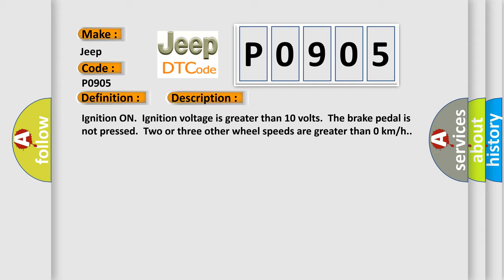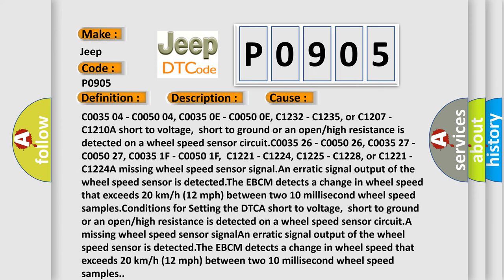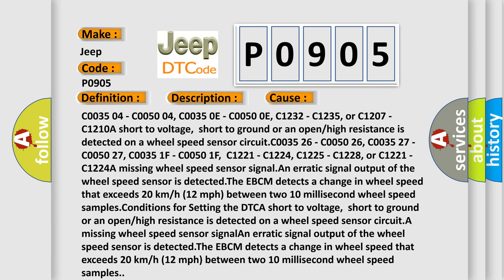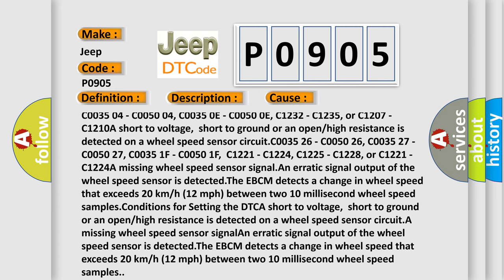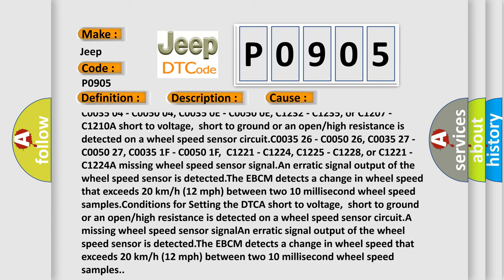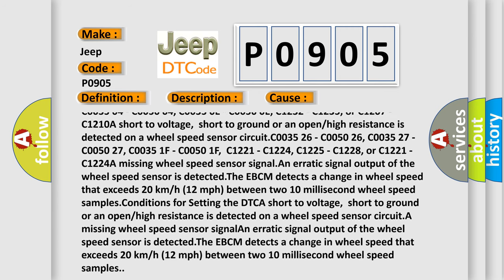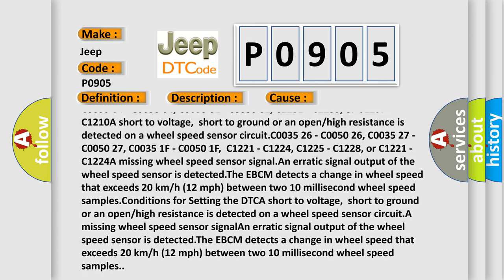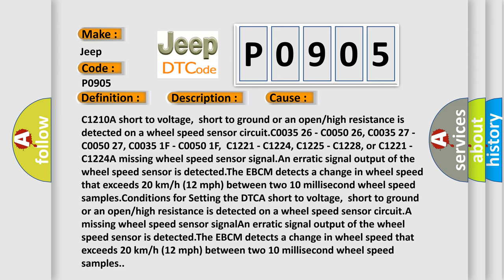This diagnostic error occurs most often in these cases: C0035-04, C0050-04, C0350-E, C0500-E, C1232, C1235, or C1207, C1210A. Short to voltage, short to ground, or an open or high resistance is detected on a wheel speed sensor circuit.